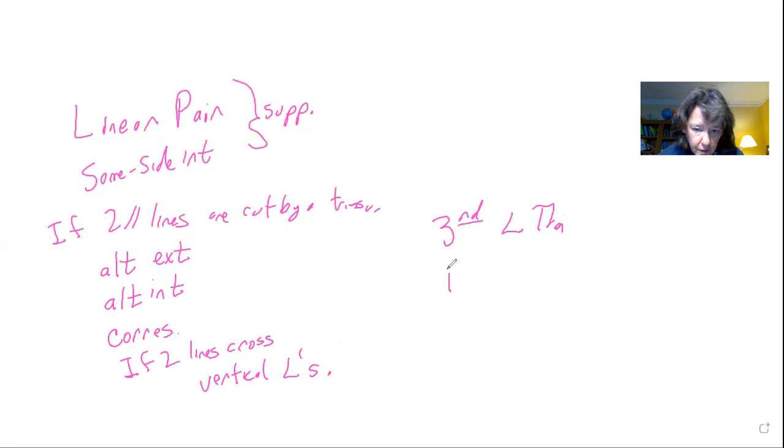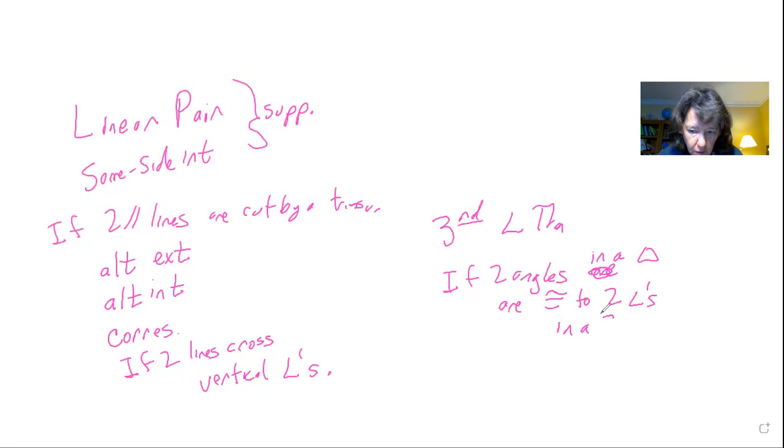And that says, and this is the one at halfway down 220, if 2 angles in a triangle are congruent to two angles in a second triangle, then their third angles are congruent. So those are going to be some ones that you're going to be using a lot.